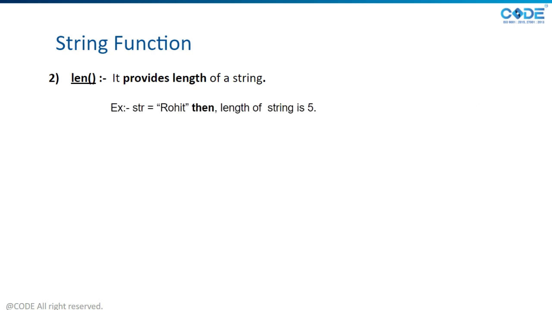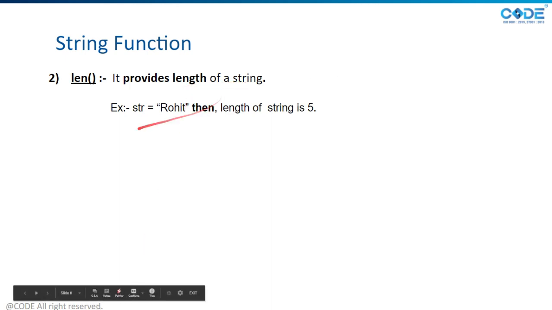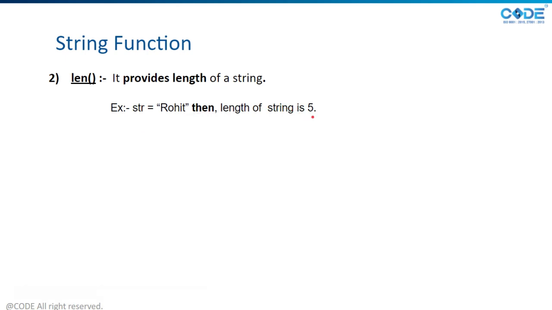So our next type of string function is len. What it does is simply provide the length of the string. For example, it is written str equals to Rohit, then the length of the string is 5. As I told you earlier, this length is calculated by taking single letters and simply counting them.